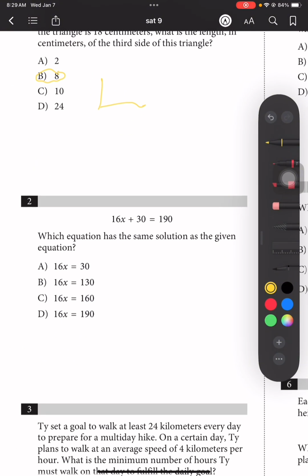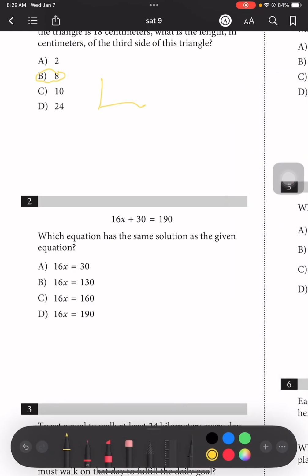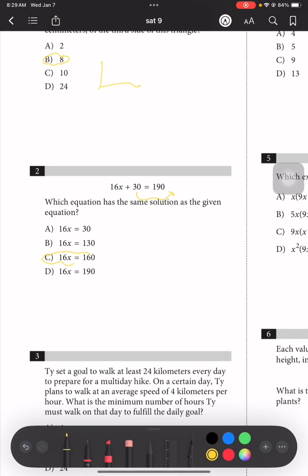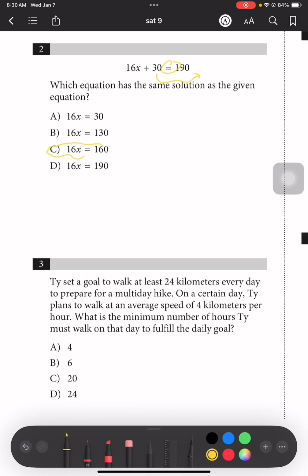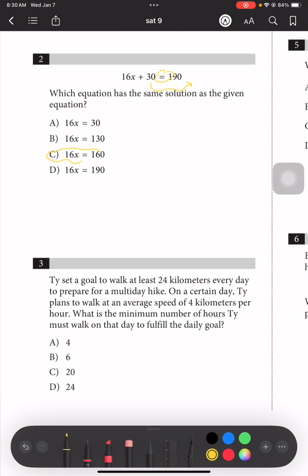Which equation has the same solution as this one? Okay. Take 30 on that side. That's going to be 160. You maintain an equal sign. They're basically the same equation.